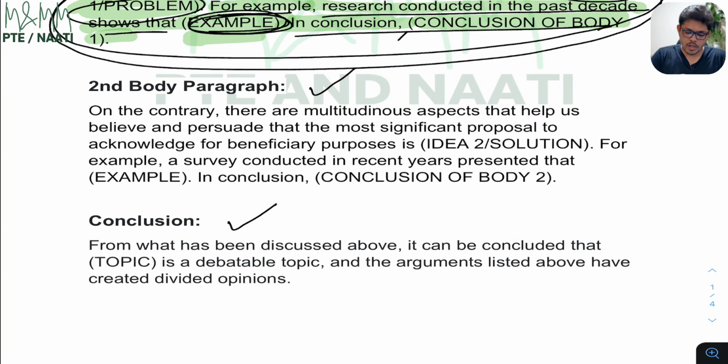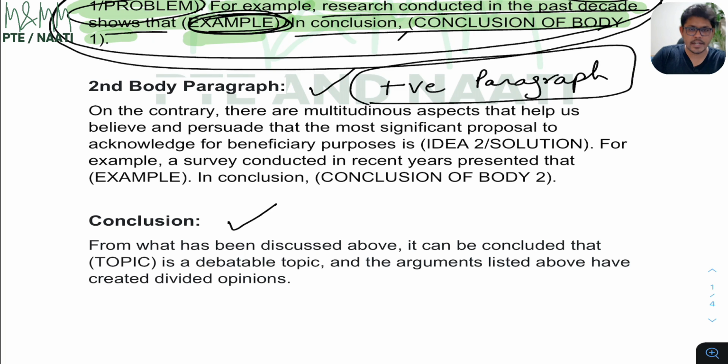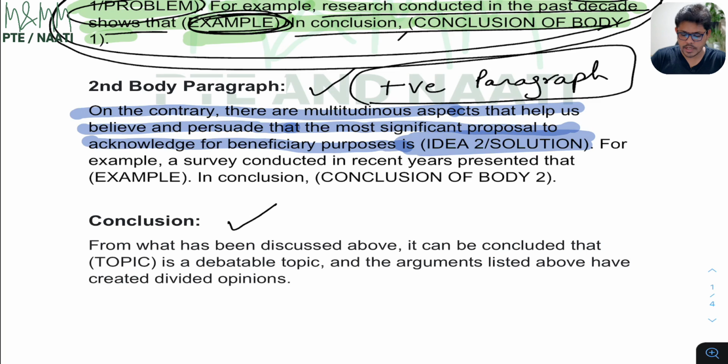Second body paragraph. Now this has to be a positive paragraph only, which means the idea you discuss, the example you write down, has to be positive only, no matter what essay you get. So let's understand. On the contrary, there are multitudinous aspects that help us believe and persuade that the most significant proposal to acknowledge for beneficiary purposes is idea or solution, which is the place where you write down your positive idea.